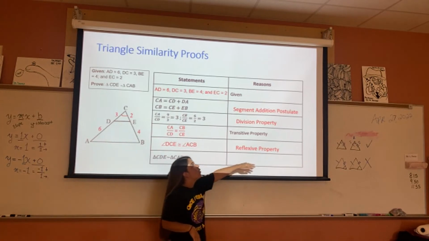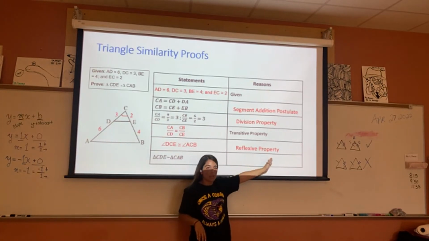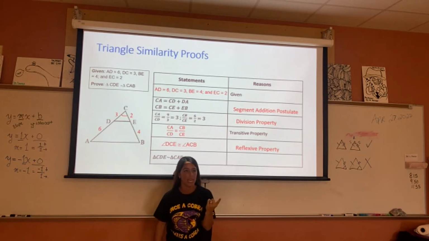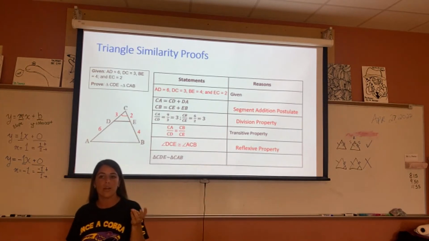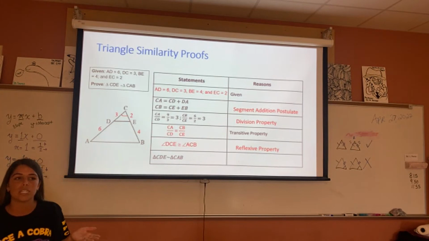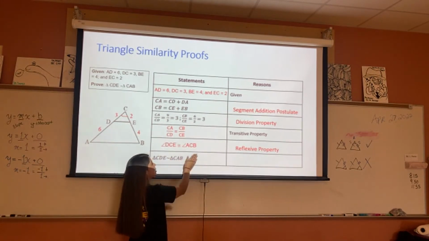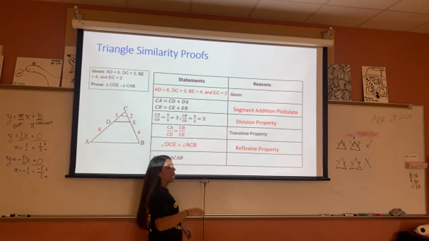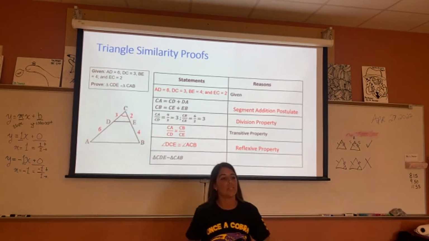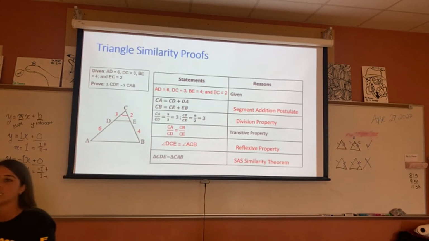Here, I only have a 1 in 3 chance. There are only 3 options here. It's either because of angle, angle, side, side, side, or side, angle, side. For this particular problem, we had 2 sets of proportional sides and 1 set of congruent angles, so we use that side, angle, side similarity theorem.